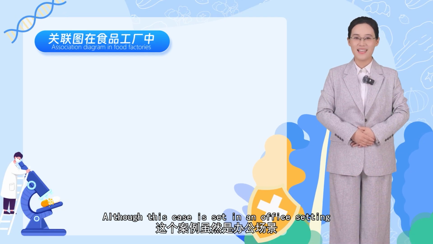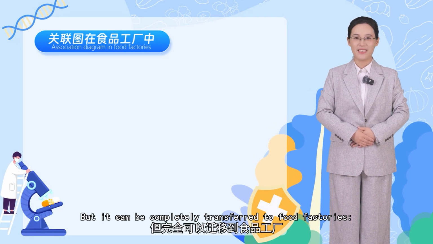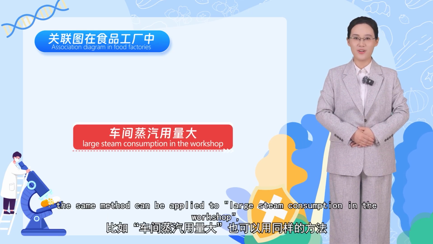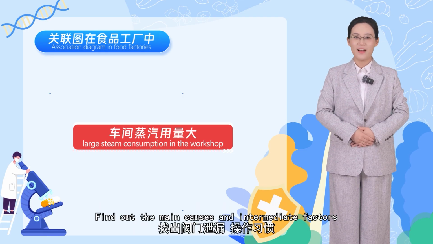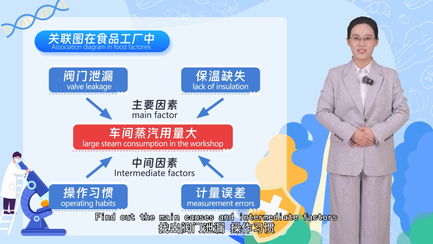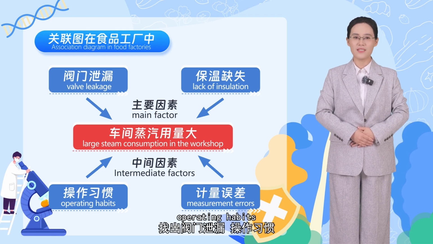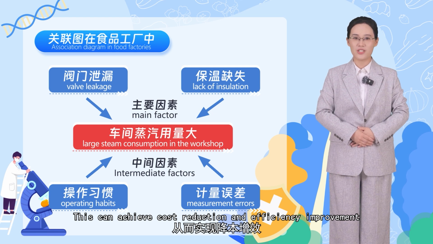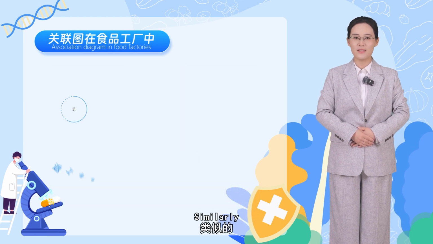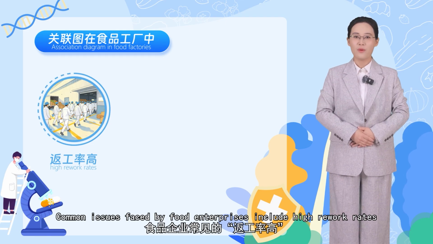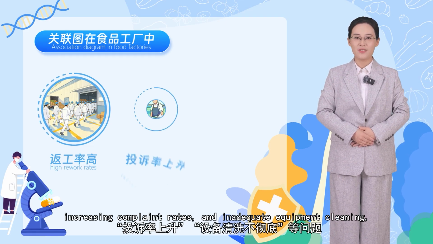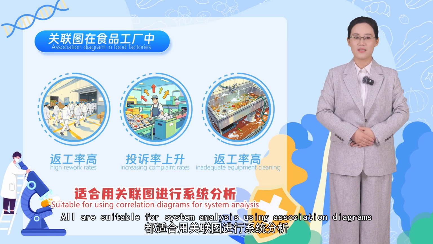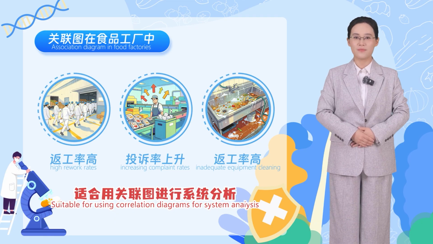Although this case is set in an office setting, it can be completely transferred to food factories. For example, the same method can be applied to large steam consumption in the workshop. Find out the main causes and intermediate factors such as valve leakage, operating habits, lack of insulation, and measurement errors. This can achieve cost reduction and efficiency improvement. Similarly, common issues faced by food enterprises include high rework rates, increasing complaint rates, and inadequate equipment cleaning. All are suitable for system analysis using association diagrams.